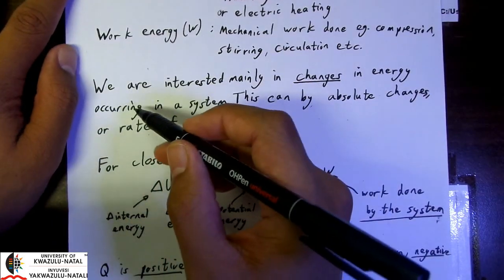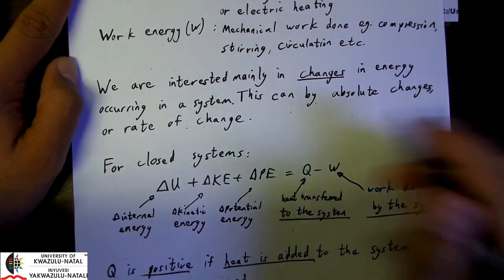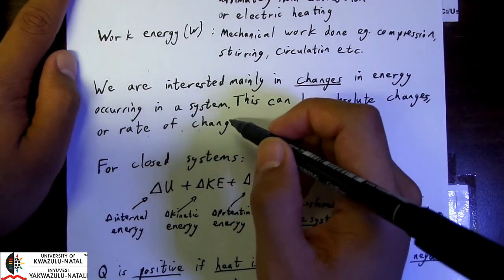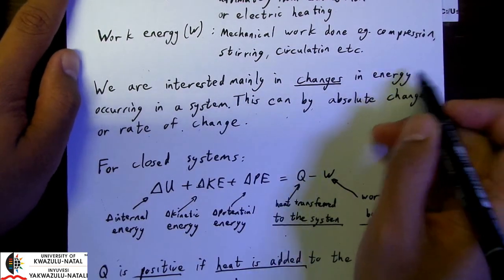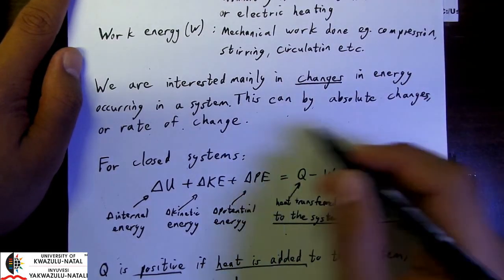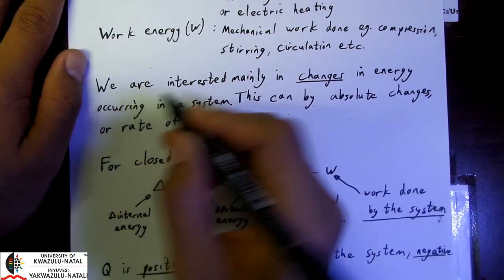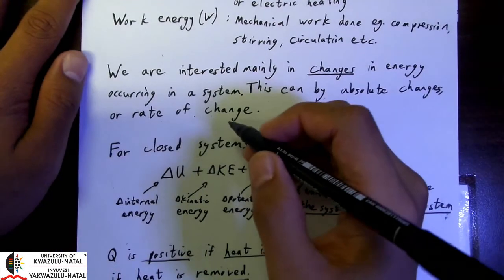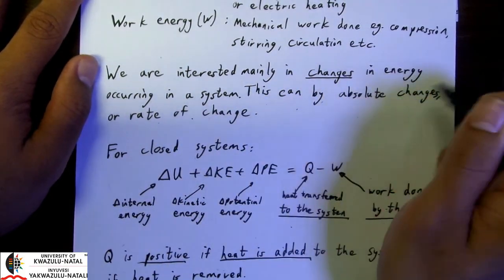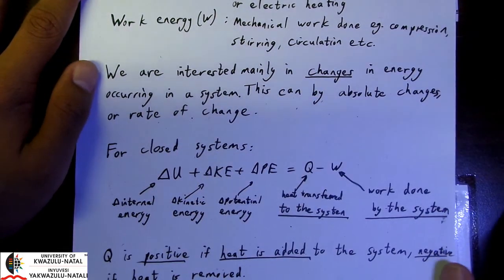Now, the absolute values of each type of energy are often immaterial. We are typically interested in the changes in energy occurring in a system. The changes in energy will give us an idea as to how much energy we need to remove to keep the system stable, or in other cases, how much energy we need to add in order to keep the system stable and efficient. So we are concerned with changes in energy, and this could be absolute changes or a rate of change, in other words, a change over time.